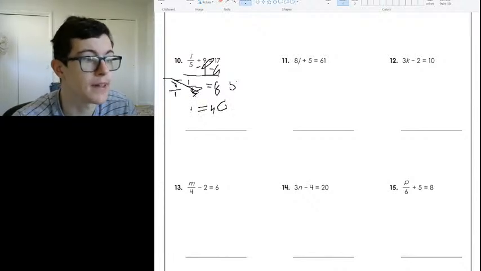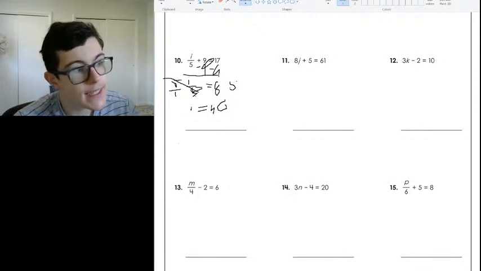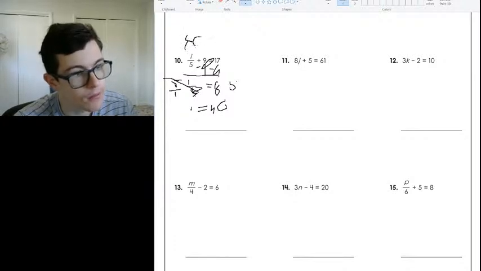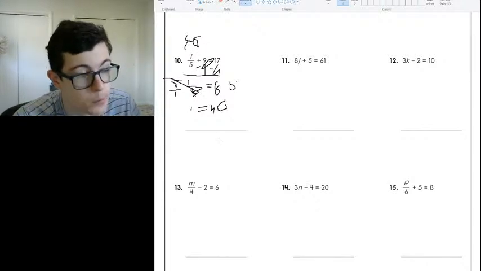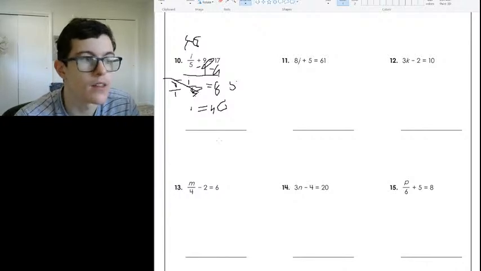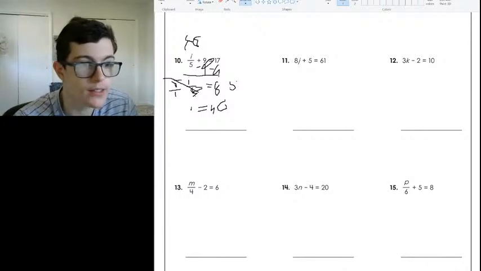Now before we can just accept that answer, we have to give the check. And in this case, the check would be 40, which is I, over 5, plus 9, does that equal 17? We know that 40 over 5 is 8, plus 9 would give 17. And the equation seems to ring true by the test, so I is 40.